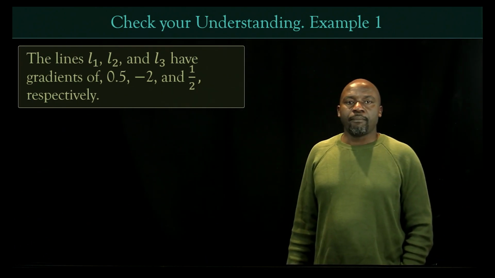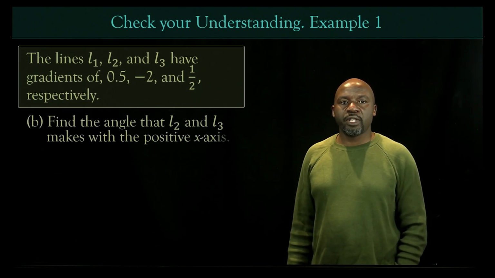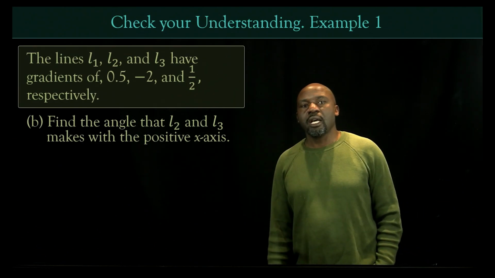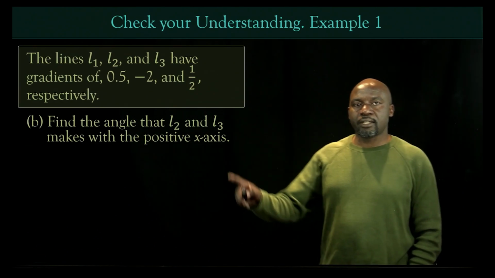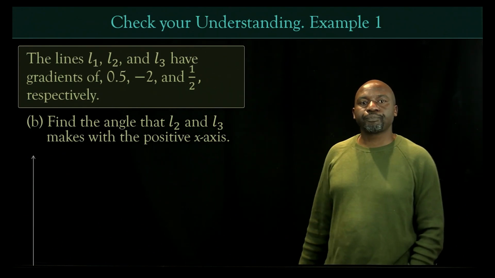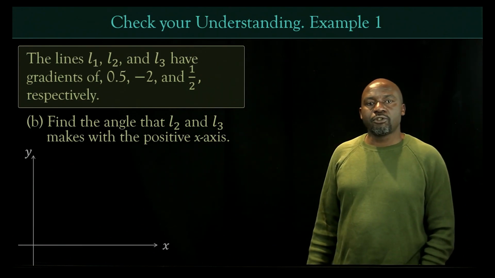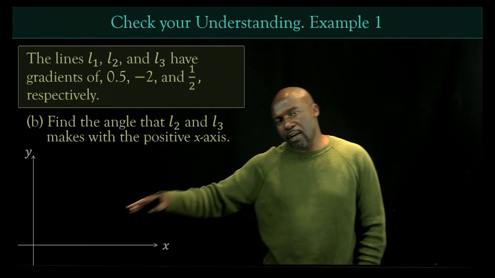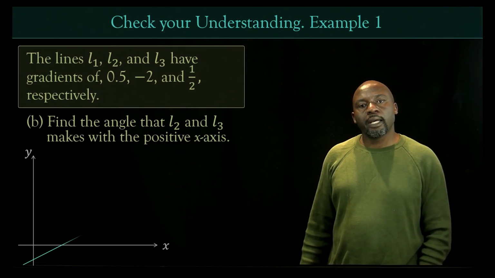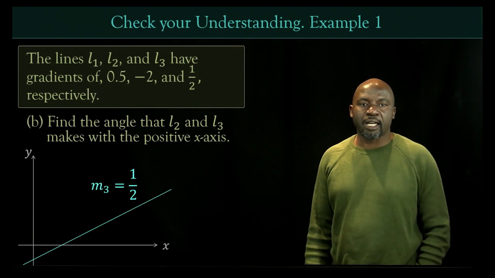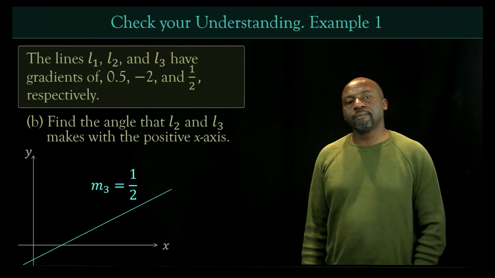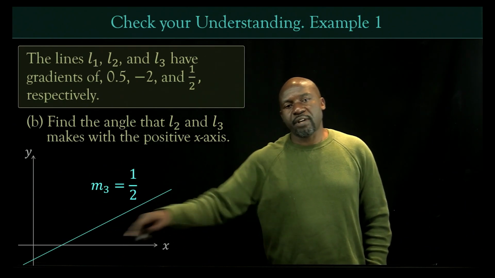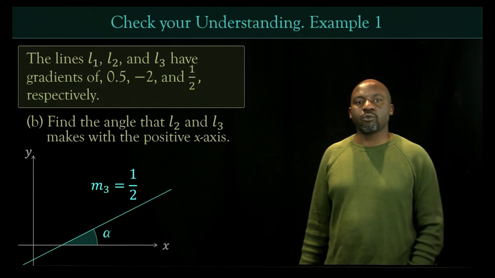Let's go to part B. Part B asks us to find the angle between line 2 and the positive x-axis, and also to find the angle between line 3 and the positive x-axis. So let's start with line 3. Okay, so let's draw line 3. Line 3 has a gradient of a half, so it climbs slightly. Gradient of about a half, by eyesight, just about that. If that's the gradient, we are being asked to find the angle it makes with the positive x-axis. So that angle here, that's what we are looking for.